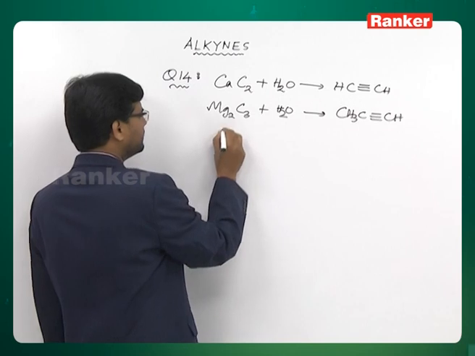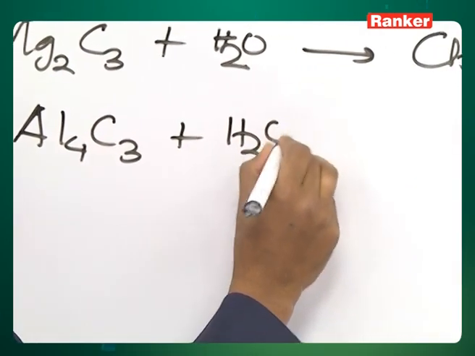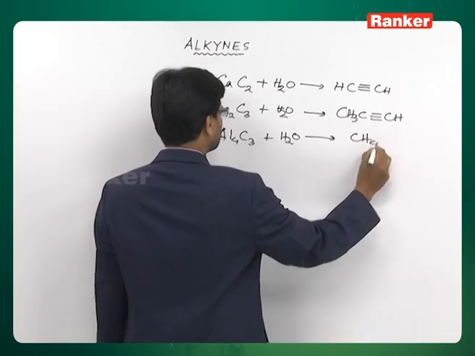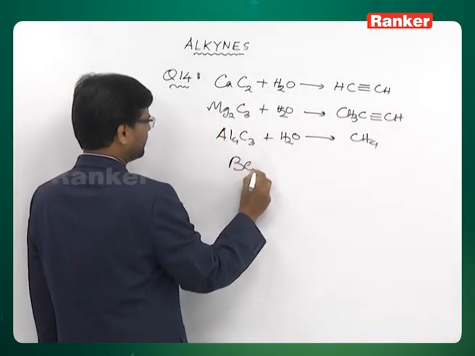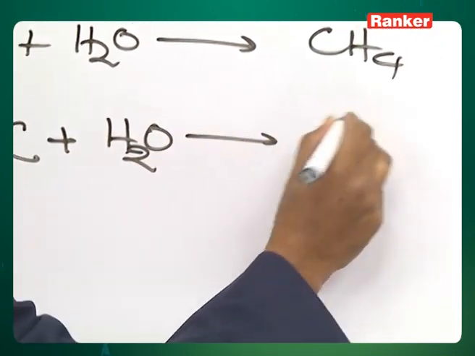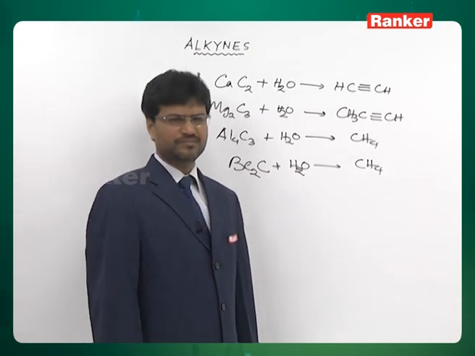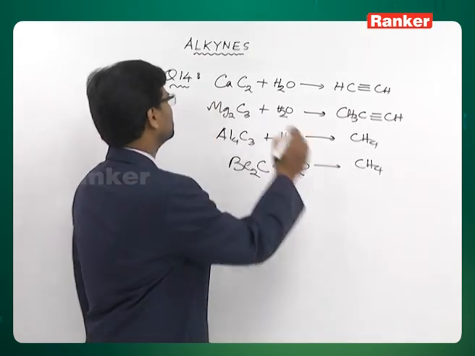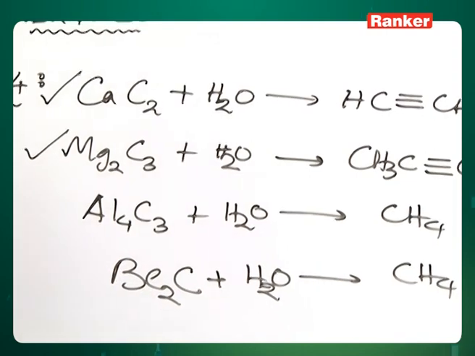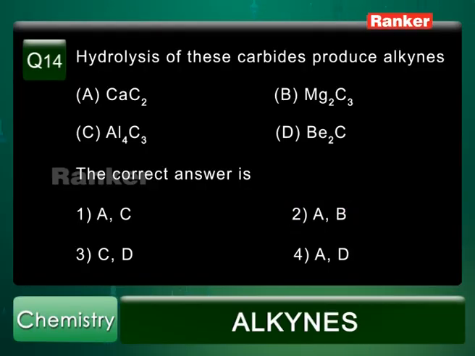Aluminum carbide on hydrolysis gives methane. Beryllium carbide also gives methane. The question is, hydrolysis of these carbides produces alkynes. So, the correct answer is CaC2 and Mg2C3. So, the option is the second option, AB, magnesium carbide and calcium carbide. So, the second option is the correct answer.